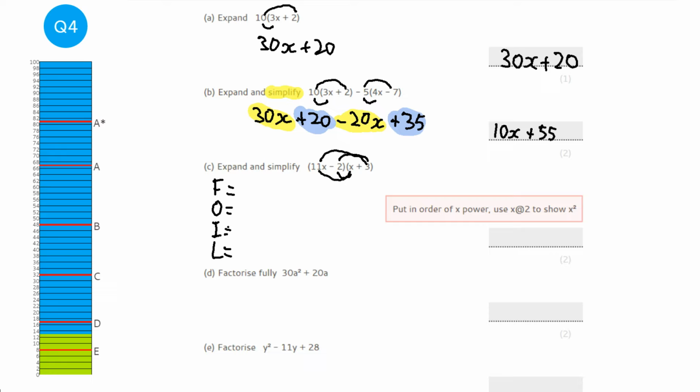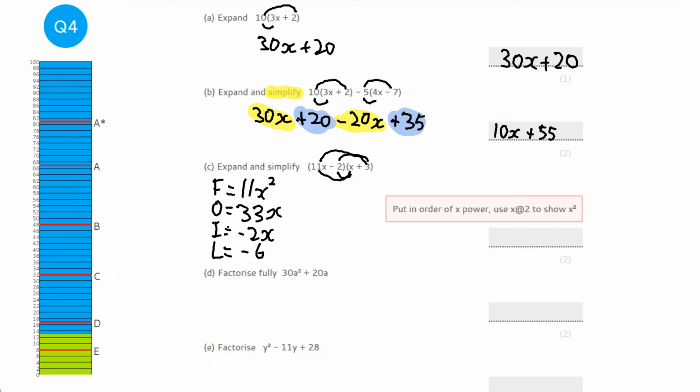Now the two first terms are going to be 11x and x. So 11x times x is going to be 11x squared. Now outside is the 11x and the positive 3. So 11x times 3 is going to be 33x. The inside ones is a minus 2 and the x. So negative 2 times x is going to be negative 2x. And the last is the minus 2 and the 3. So negative times a positive is going to be a negative. And 2 times 3 is 6.